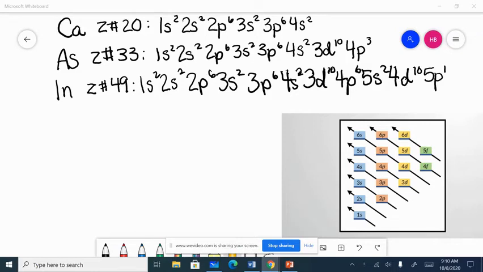Now I'm going to teach you how to do the abbreviated method for electron configurations. And this one's a little bit quicker. So we have different kinds of electrons. The electrons that are in the full electron shells are called core electrons. The electrons outside the core electrons are called outer shell electrons, which include the valence electrons.